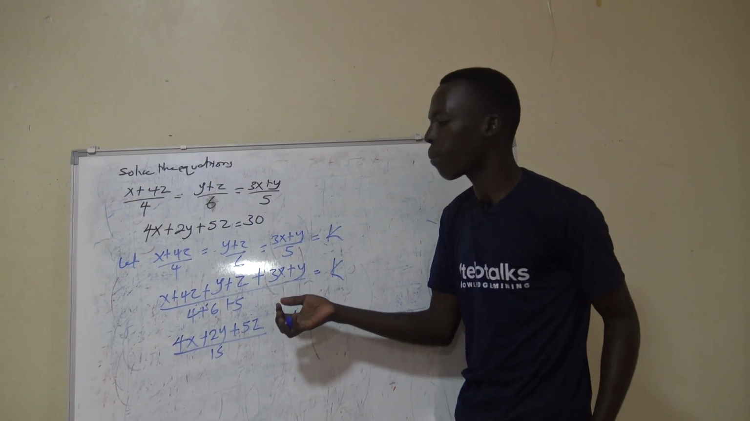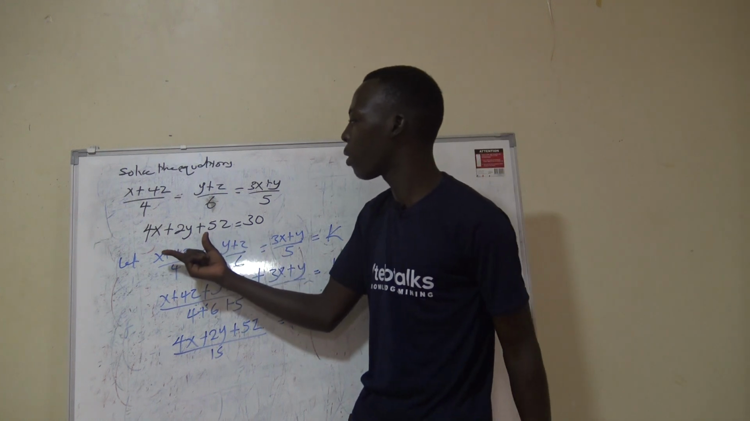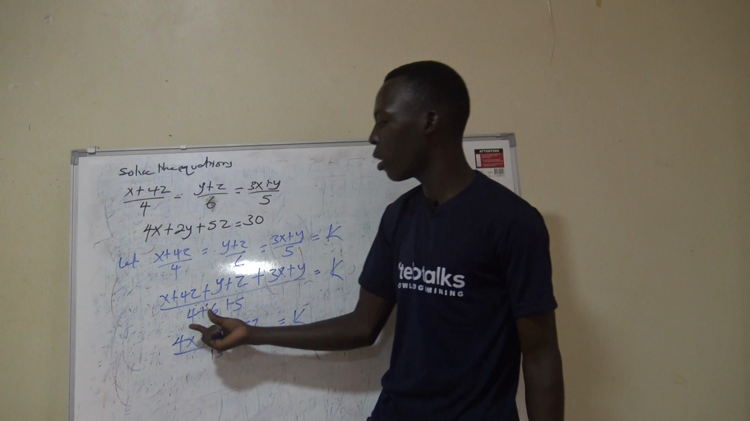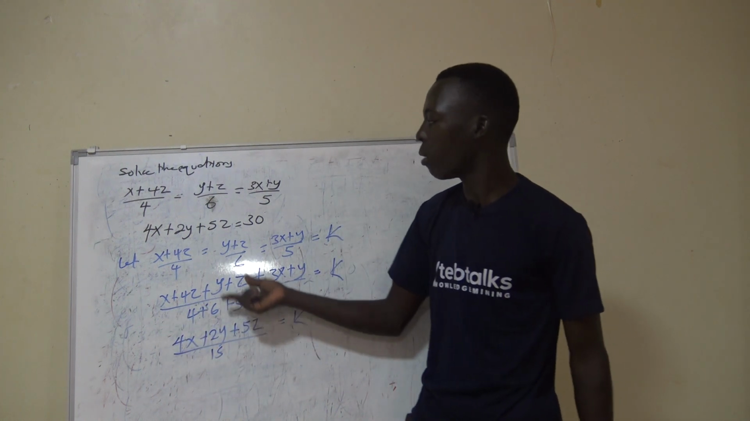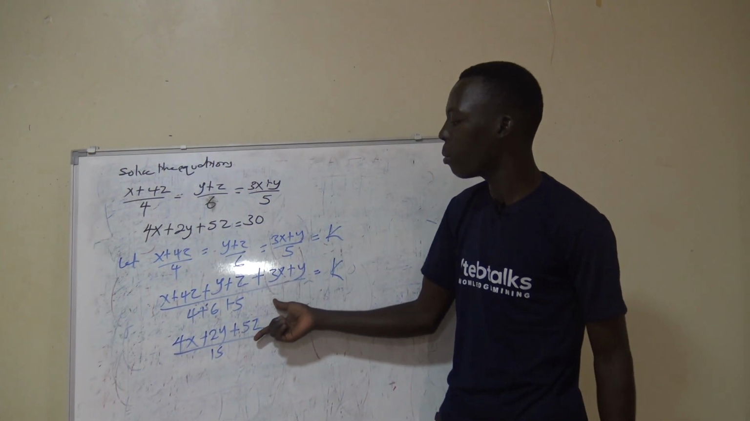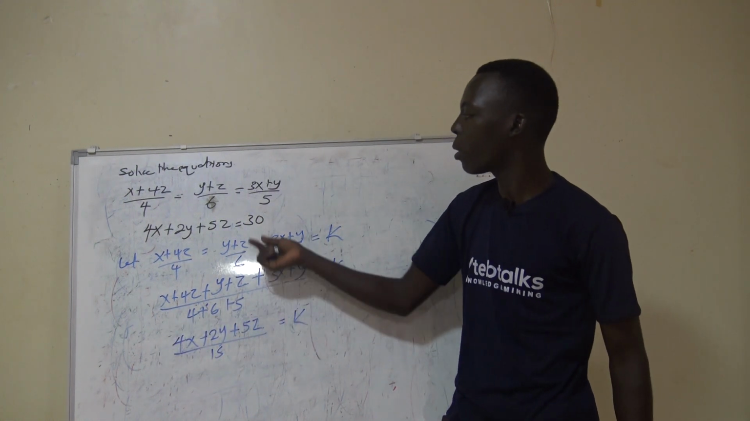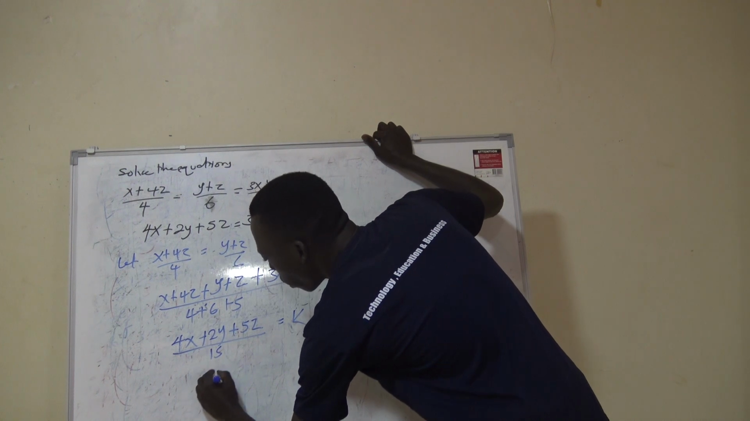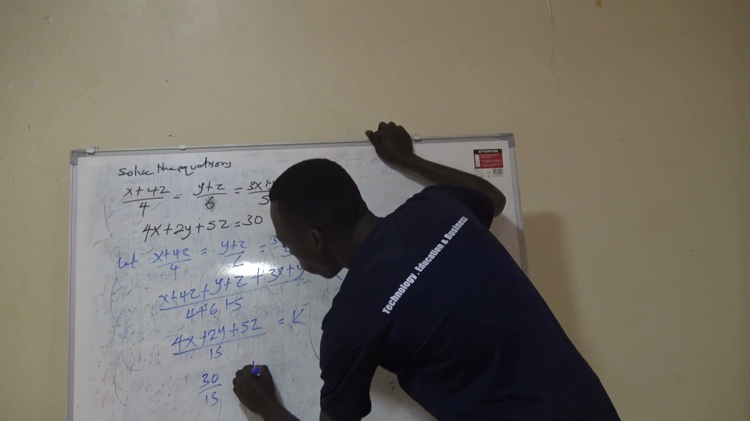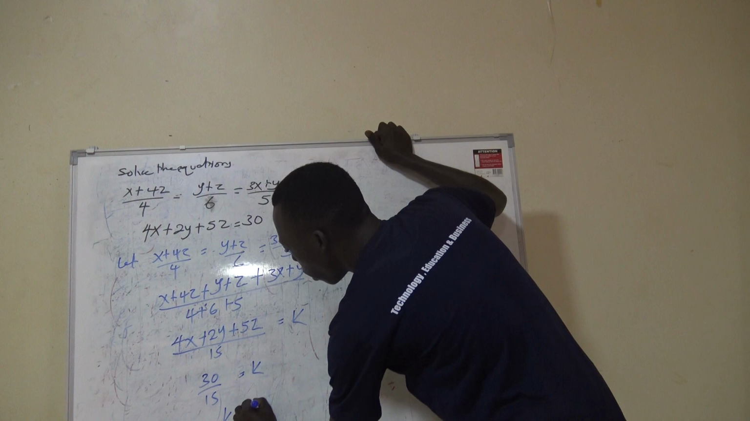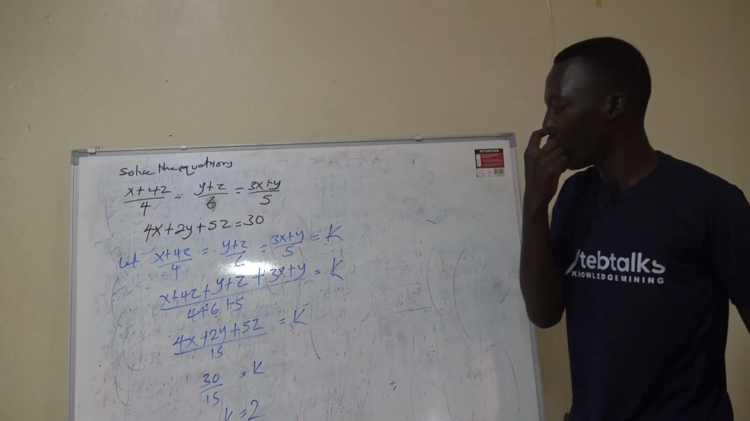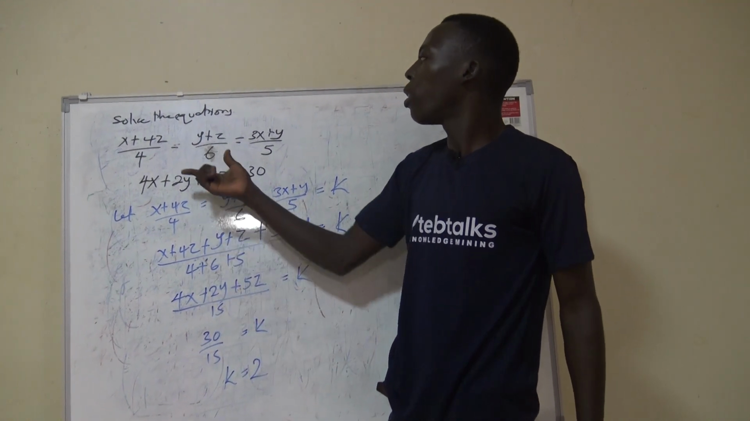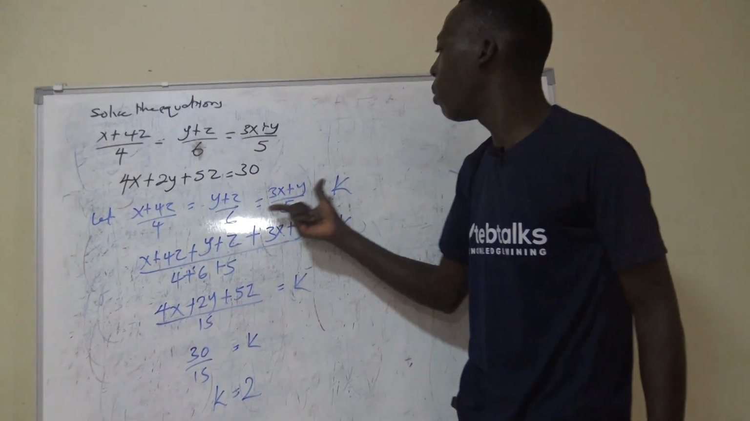But in this question, they also gave us that 4x + 2y + 5z = 30, and we see here we have got something in the form of this. So where there is this one, we put in the 30. So it will be 30 out of 15 equals k. Then k will be 2.